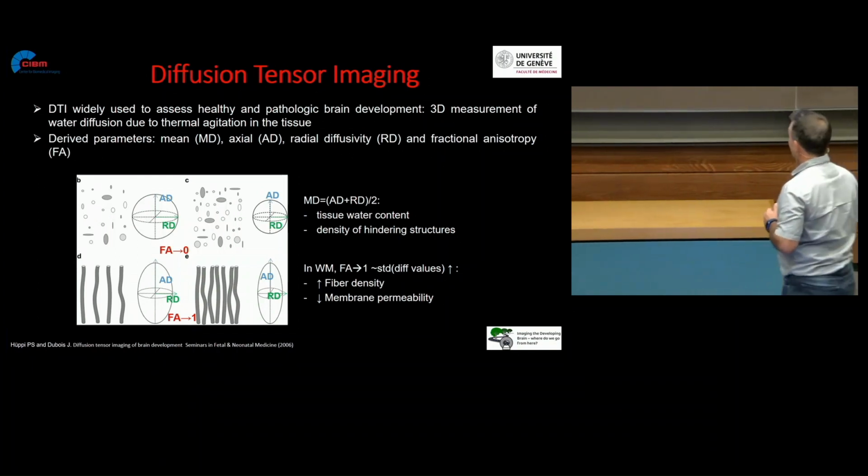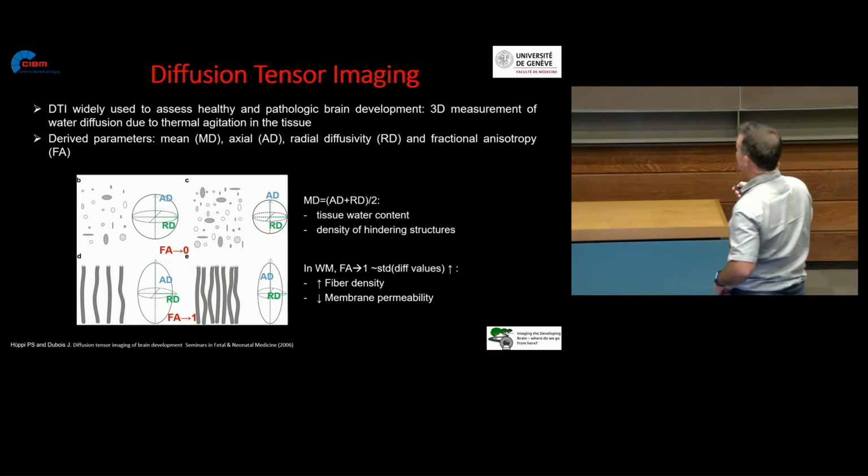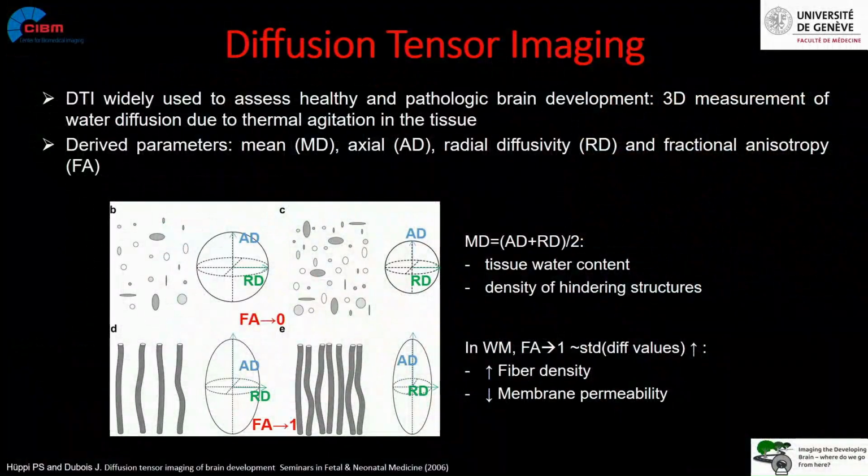So if you are in a cellular structure, for instance, you see these axial and radial diffusivities that are very close, and the fractional anisotropy is very low. If you increase the cellularity, your axial and radial diffusivities will be reduced, but the FA will not change because they are close again.